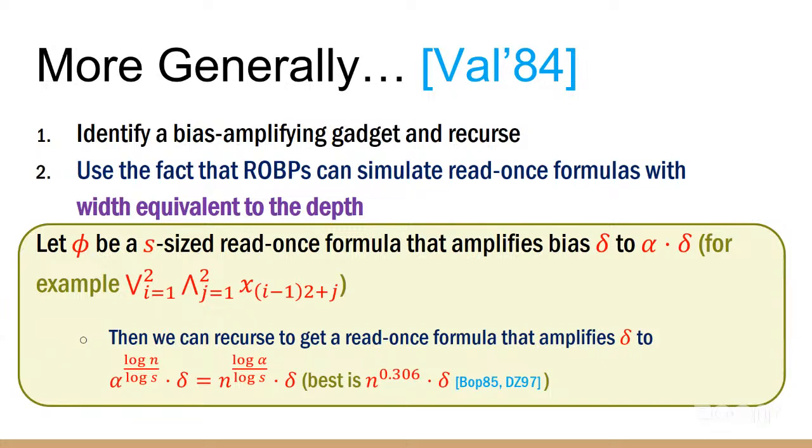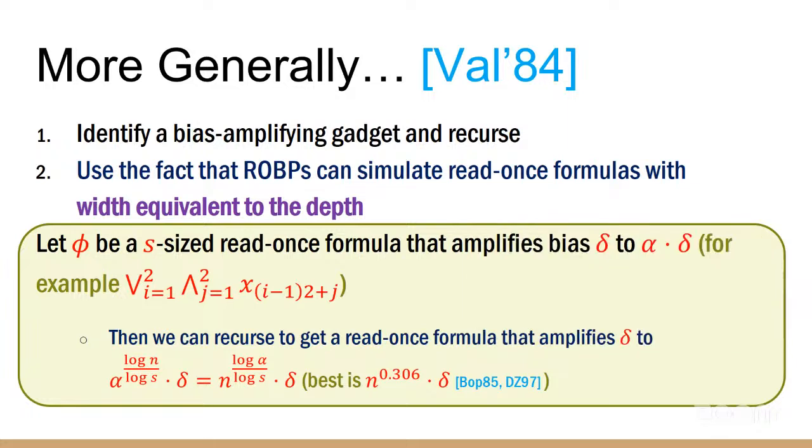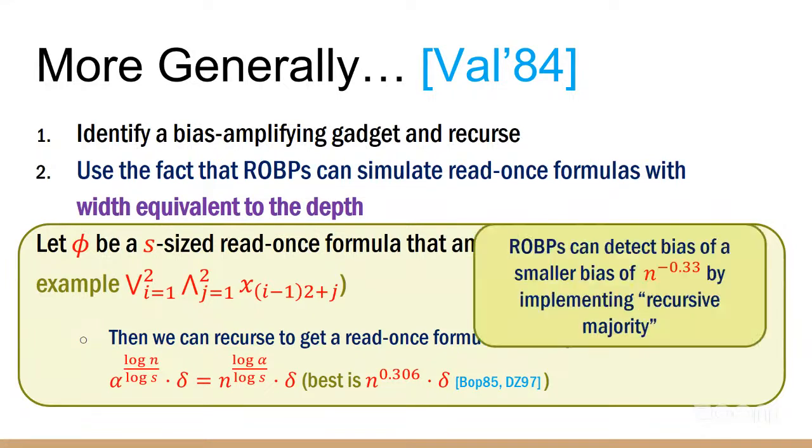Okay. So an interesting thing to note is that this is the best a read-once Boolean formula can do. It can solve the coin problem when the bias is greater than 1 by n to the 0.3. But with read-once branching programs, we can detect even a smaller bias, which is n to the minus 0.33, and in some sense we will start implementing a recursive majority using read-once branching programs, which we cannot do using read-once Boolean formulas, because majority just takes a lot of.